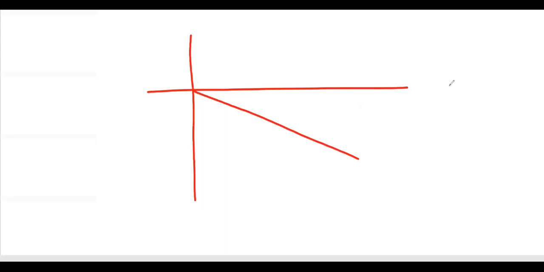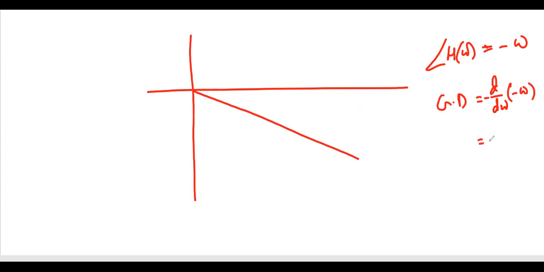Okay, and let's make it very simple: the phase delay is equal to minus omega. In that case, the group delay is equal to d by d omega of minus omega, which is equal to 1. So the group delay is 1. What does that mean?